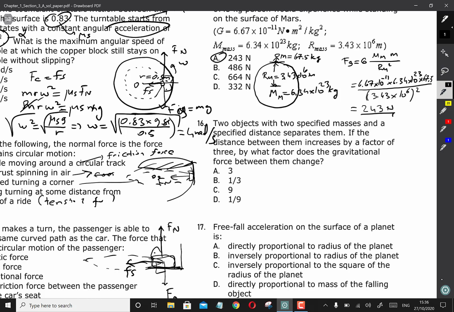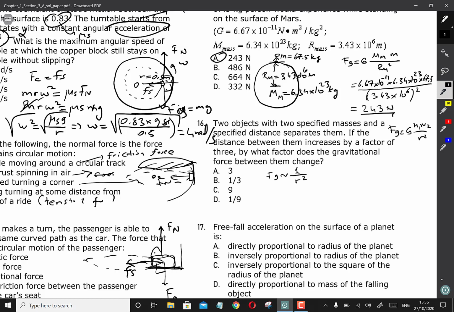Two objects with two specified masses and then specified distance separates them. If the distance between them increases by a factor of 3, by what factor gravitational force between them changes? This is about distance, because we know that according to the equation of gravitational force, which is G m1 m2 over r squared, force is inverse proportional to square of the separation. So Fg is proportional inverse square of the separation, 1 over r squared.